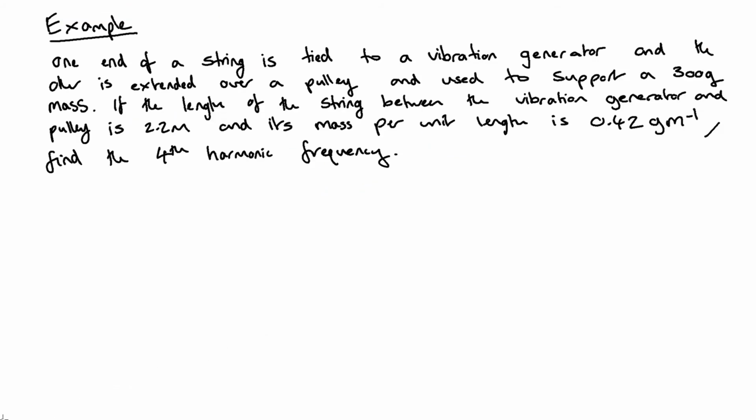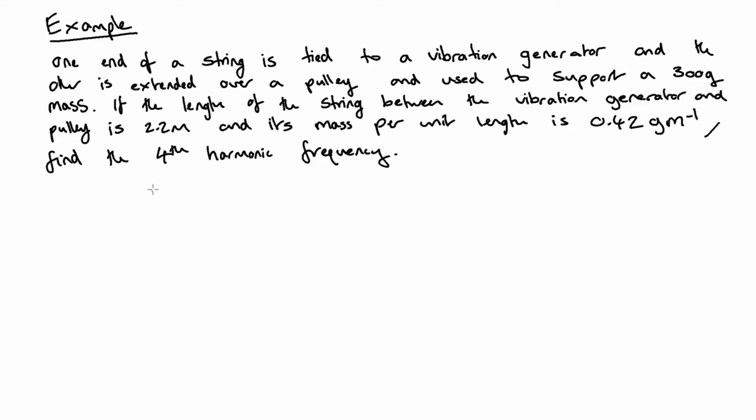Okay, so we have an example problem here, very similar to the situation that we saw earlier in the experiment that we demonstrated. One end of a string is tied to a vibration generator, and the other end is extended over a pulley and used to support a 300 gram mass. If the length of the string between the vibration generator and the pulley is 2.2 meters and its mass per unit length is 0.42 grams per meter, find the fourth harmonic frequency.